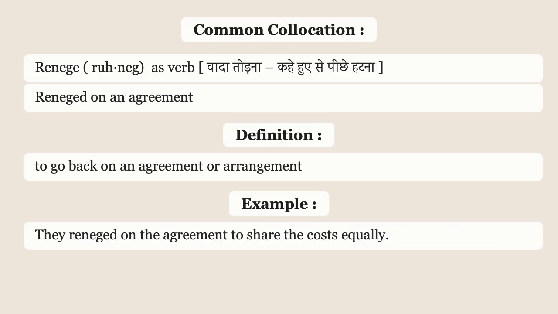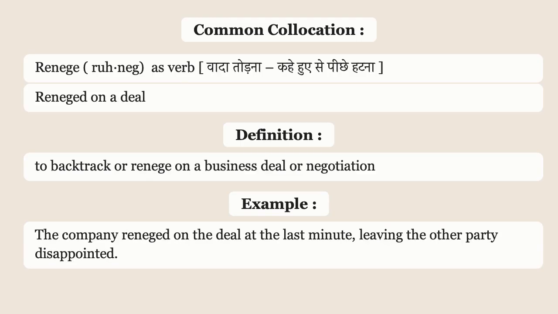Reneged on an agreement. Definition: to go back on an agreement or arrangement. Examples: they reneged on the agreement to share the costs equally. Reneged on a deal. Definition: to backtrack or renege on a business deal or negotiation. Examples: the company reneged on the deal at the last minute, leaving the other party disappointed.